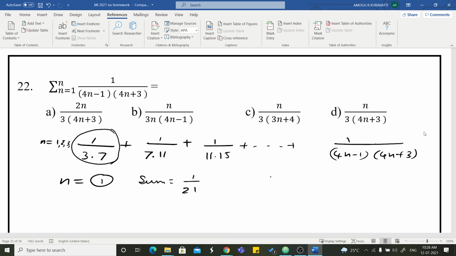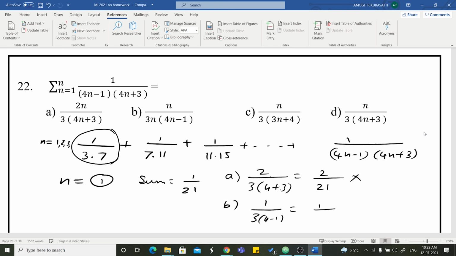Okay, 1 by 21. Which one is the right option? Put n is 1. Let's see option A. n value 1: 2 by 3 into 4 plus 3, 2 by 4 plus 3, 7 threes are 21. Wrong. Option B, n value 1: 1 by 3 of 4 minus 1, so 1 by 3 into 3, 1 by 9. No, which is not equal to 1 by 21.